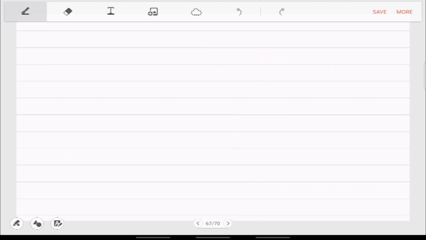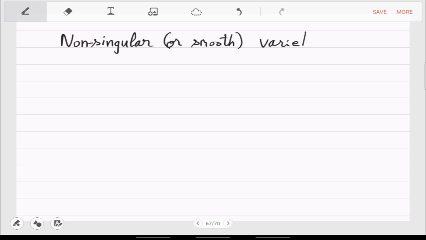Yeah, any questions till now? Then we'll start studying smooth points, so non-singular varieties. So what is singularity, and the opposite of it is smoothness. When will you call a point P on a variety X to be smooth or non-singular?